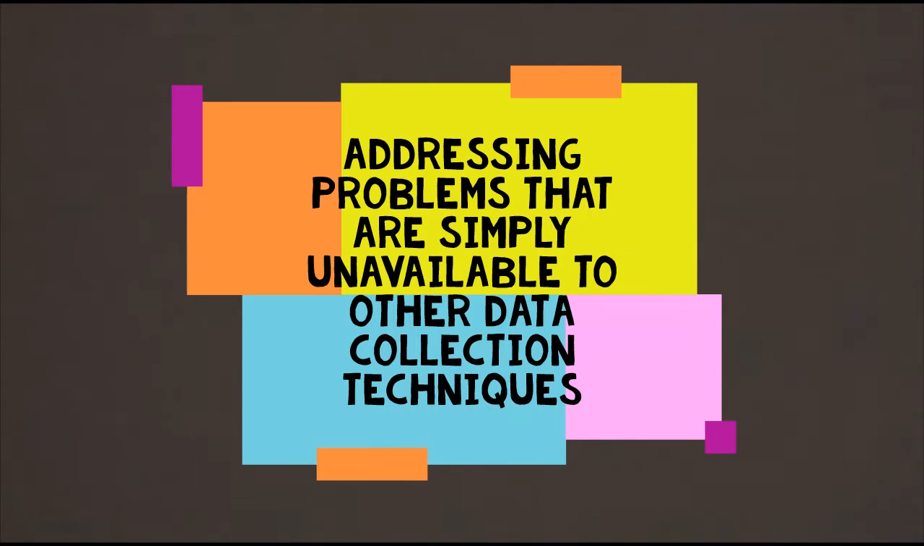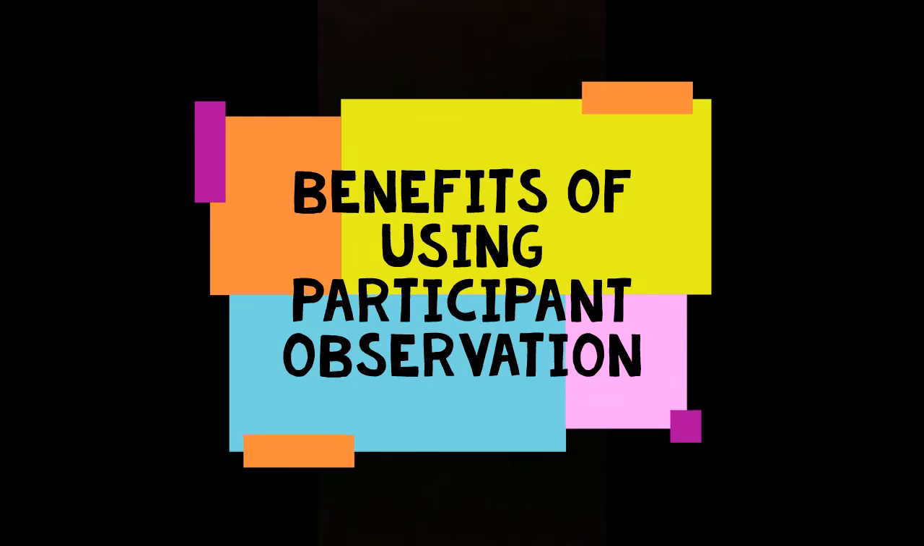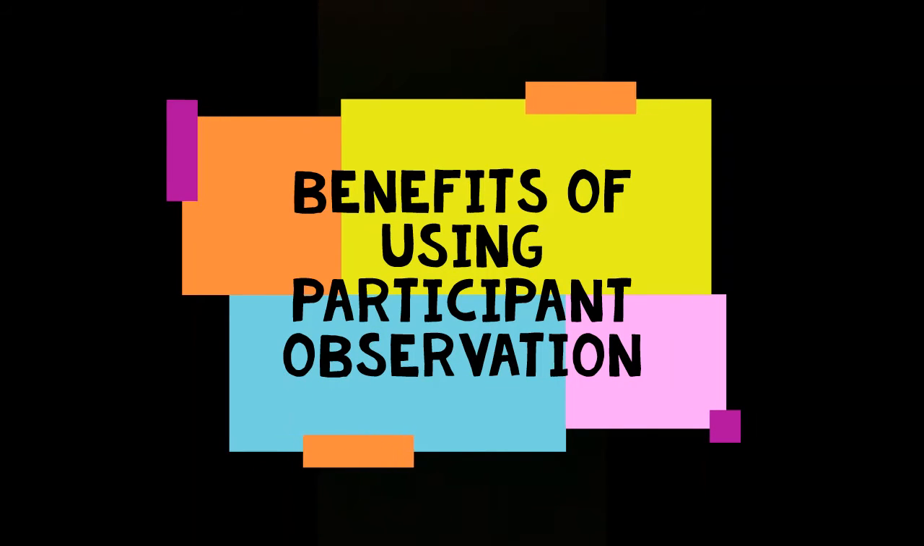The number 5 is addressing problems that are unsuitable or intractable to other data collection techniques. Things like how organizations and institutions work, or how we grow and develop as members of various social groups, are things that we learn by doing them. So if you want to learn more about them, it's better if you do it yourself as a participant observer.